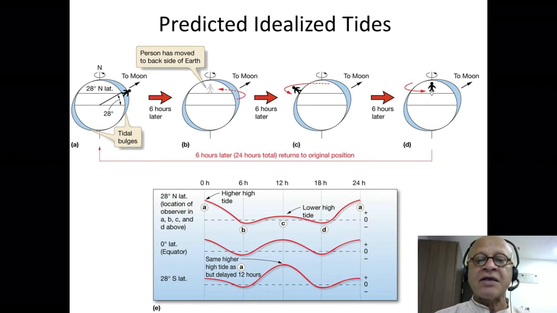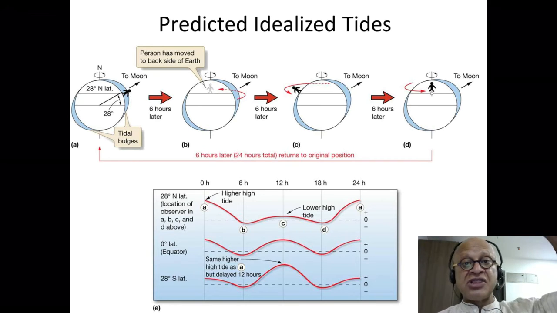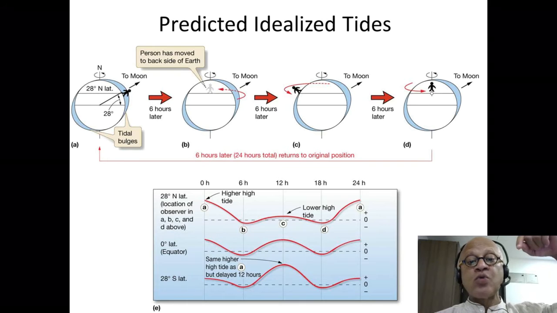So if you track Gulab Singh here from point A to B to C to D, you can see he's here in the bulge, so you have higher high tide. If you look at 28 north, where he's standing in the maximum bulge, if you look on the equator, you still have a bulge, but it's not as high as the one in the maximum of the bulge. And if you look at 28 degrees south latitude, there is again a small tidal bulge, right?